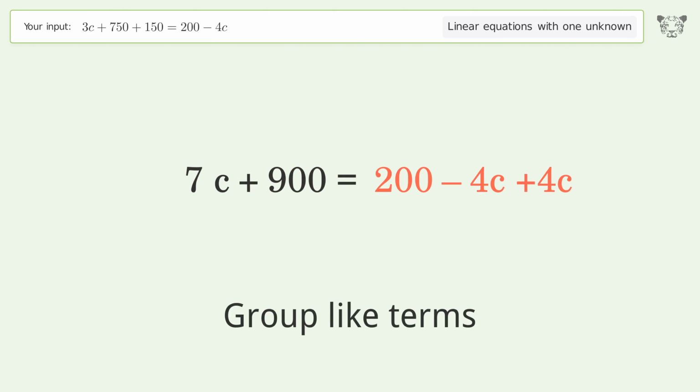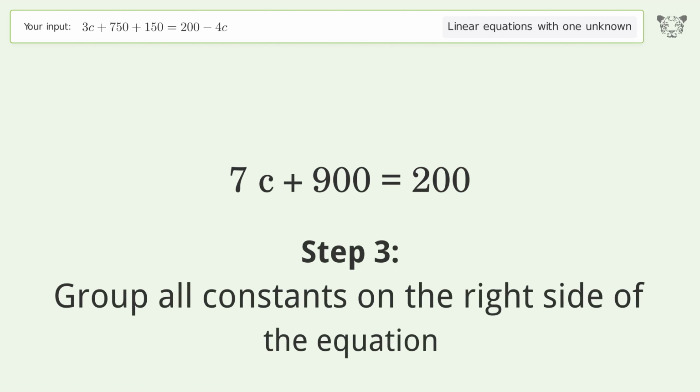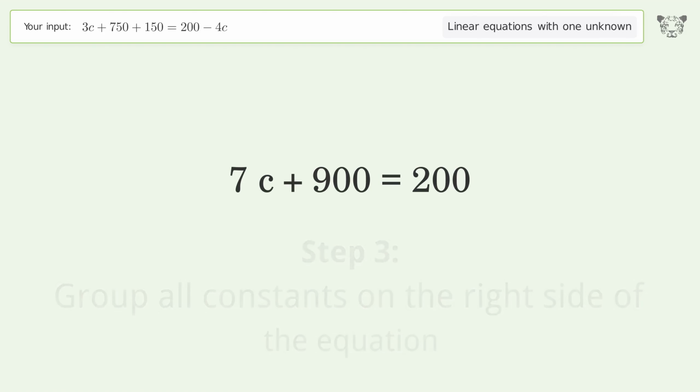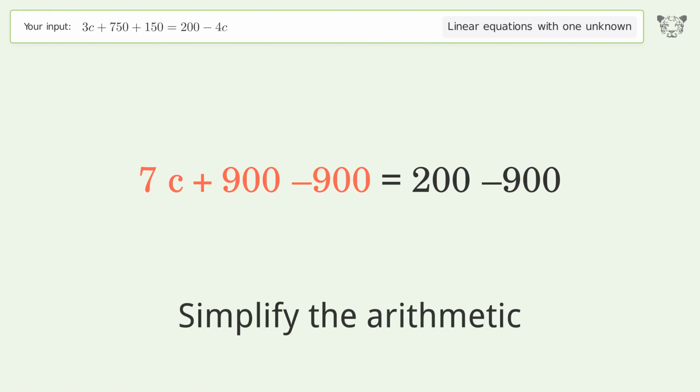Group like terms. Simplify the arithmetic. Group all constants on the right side of the equation. Subtract 900 from both sides. Simplify the arithmetic.